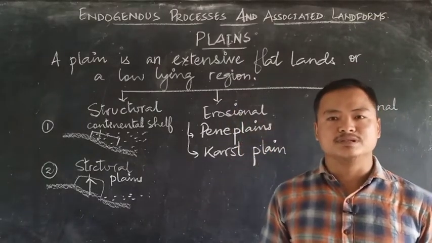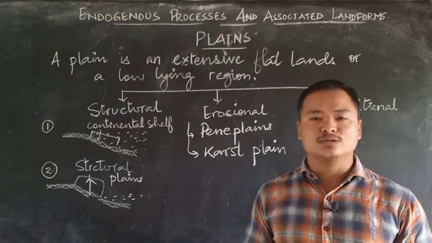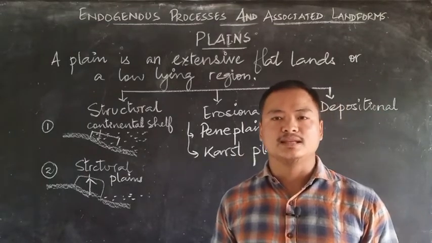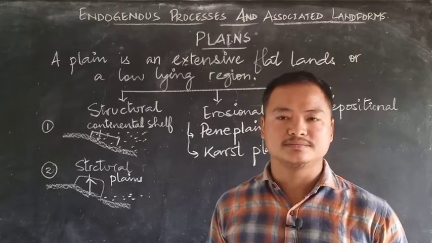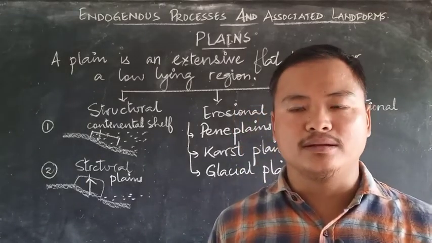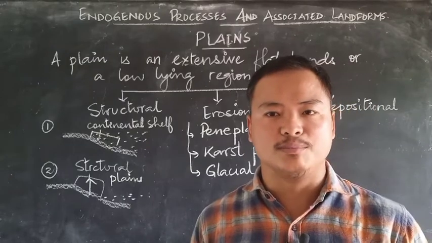This type of plain which is formed is also known as karst topography and is very much prevalent in the areas of Yugoslavia of karst region.